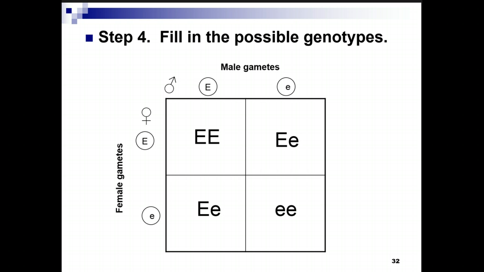Then in the bottom row, we must have had a sperm with a dominant allele fertilizing an egg with a recessive allele. This gave us the heterozygous. And in the last box at the bottom, you have a recessive sperm with its recessive allele fertilizing an egg with its recessive allele to get the homozygous recessive.